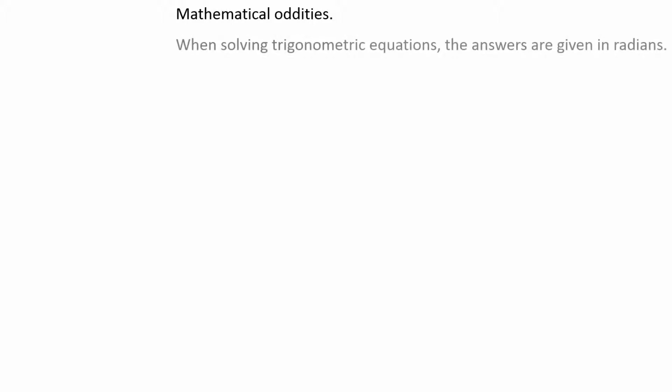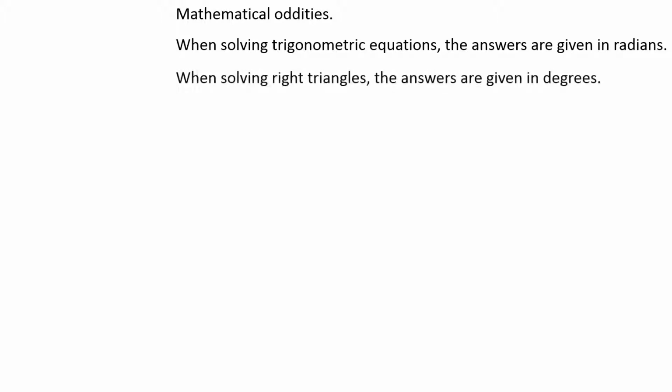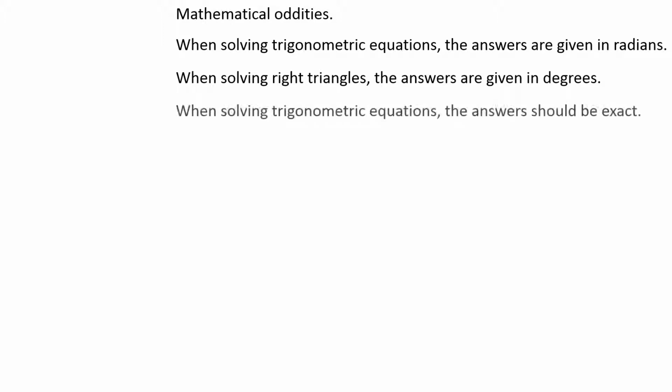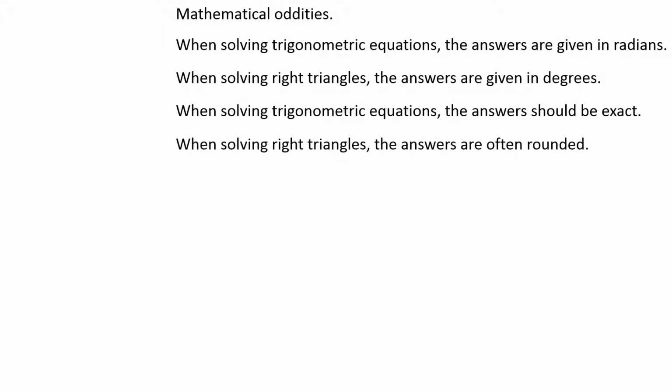So a couple odd things. When we solve trigonometric equations, answers are usually given in radians because we're usually working off the unit circle. But if we're solving right triangles, it's quite customary that the answers are actually given in degrees. When we're solving trigonometric equations, the answers, as much as possible, should be exact. But when we're working with right triangles, answers are often rounded. Kind of a little bit of a peculiarity. But again, always check the directions, because sometimes the directions will actually request radians, or the questions might request degrees, or the directions might request exact or rounded.